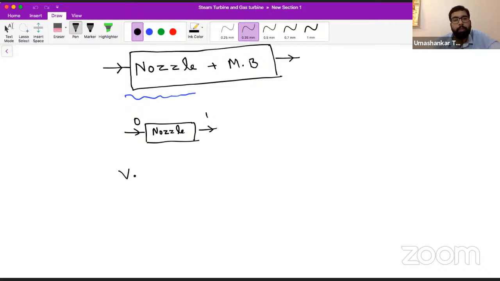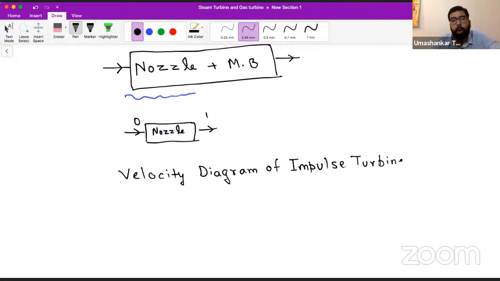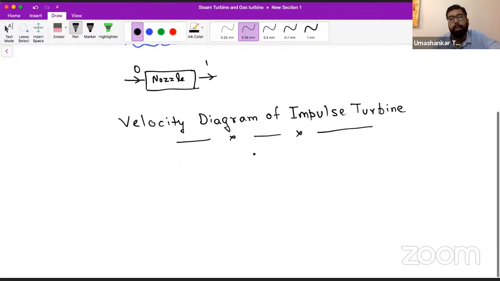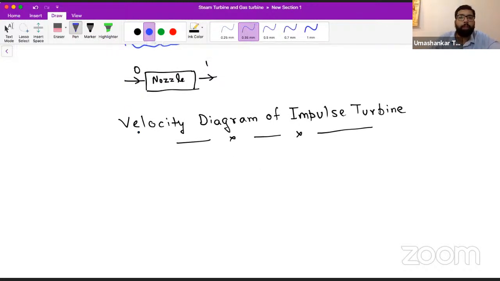In this lecture we will begin analyzing the velocity diagram of an impulse turbine. What an impulse turbine is and its classification we have already seen. So in this lecture we are going to see how we can draw the velocity diagram of an impulse turbine.